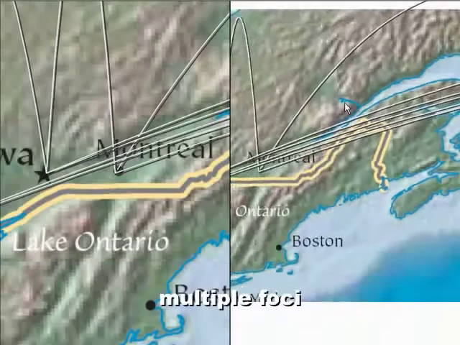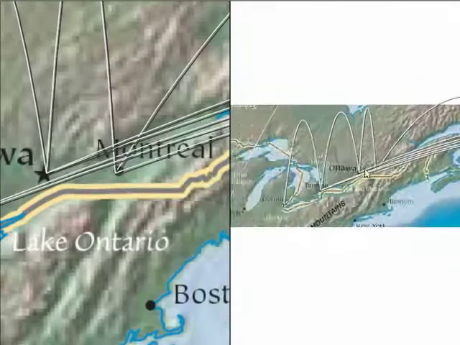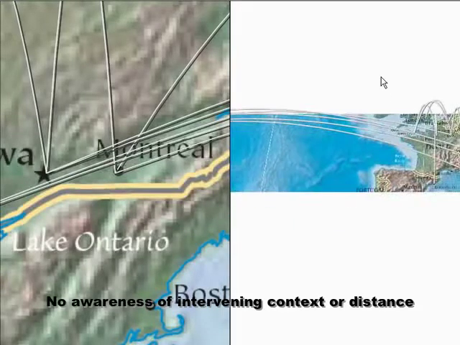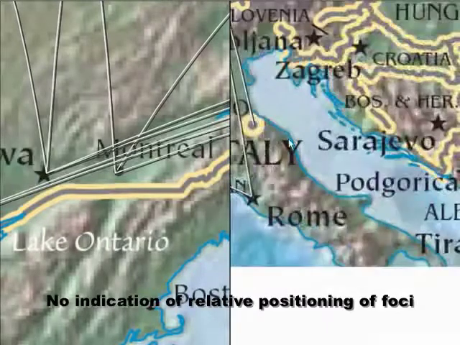The split-screen method supports multiple foci by allocating parts of the screen to each focus. However, the method still does not give any awareness of the intervening context or distance. Also, no indication is given of the relative positioning of the views.